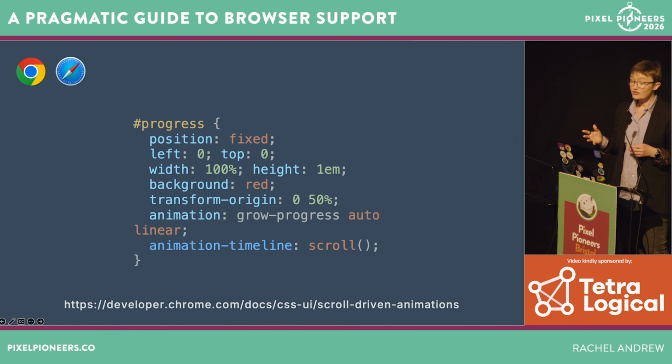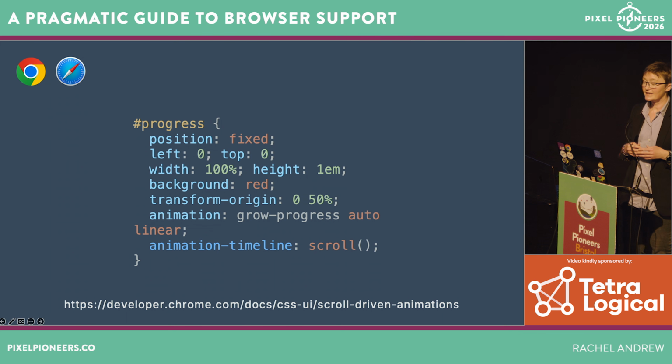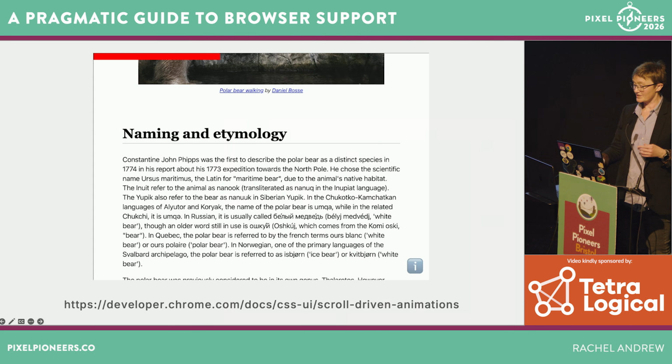And then we have scroll-driven animations. They let you do all your scrollytelling type effects, and also neat things. This little example, which is from a developer.chrome.com article by Bramus, is a progress indicator to show how far through an article you are, which kind of looks like that. There's lots of examples there. It's not yet supported by Firefox.